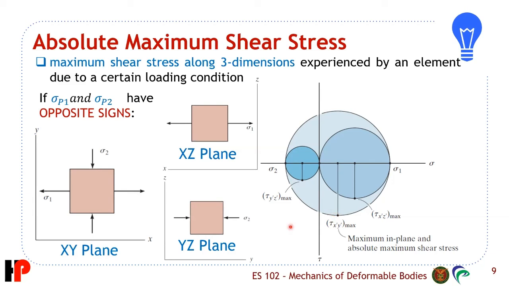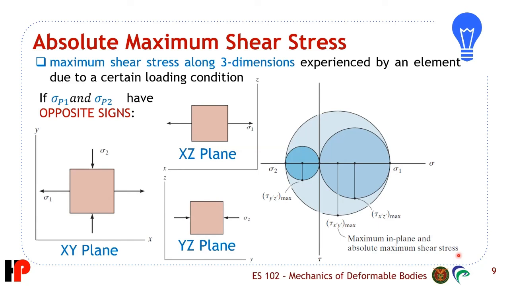Now, again, our main plane is the XY. So, that is the maximum shear stress in plane of XY. But it happens that when they have opposite signs, the maximum in plane and the absolute maximum shear stress are the same. So, earlier we saw that when the signs are the same, tau abs max, the absolute maximum shear stress, is always larger than tau max in plane, or the XY. But when the signs are opposite, they are equal. Again, if same sign, tau abs max should be larger than tau max in plane. When the principal stresses have opposite signs, they are equal.